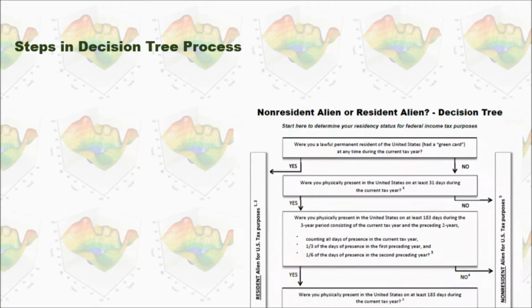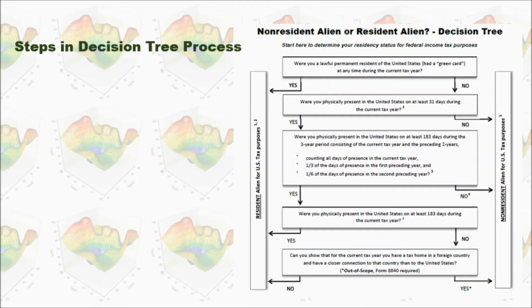Let's see an example. When you file tax return, you'll need to decide if you are non-resident alien or a resident alien. So here's the decision tree. The first question is, were you a lawful permanent resident of the United States, i.e. if you have a green card? If you say yes, then you are a resident alien. If you answer no, then it comes to the next question.